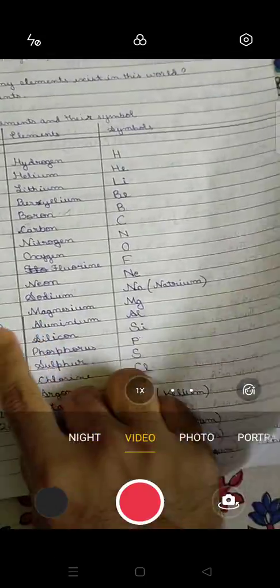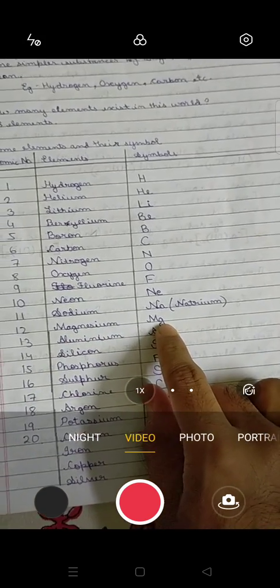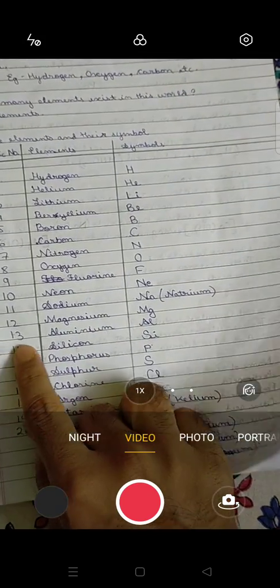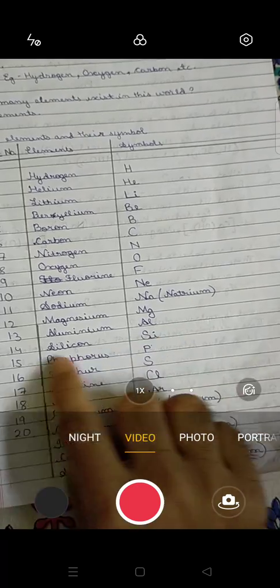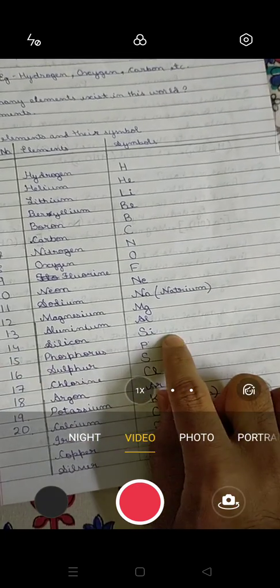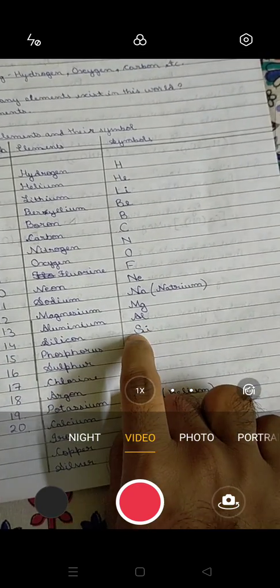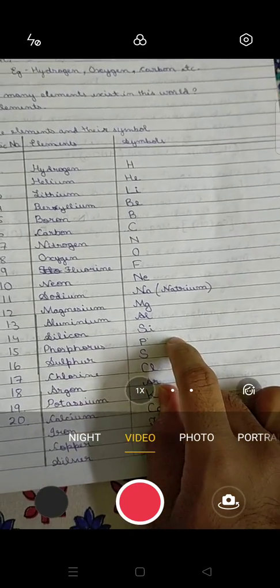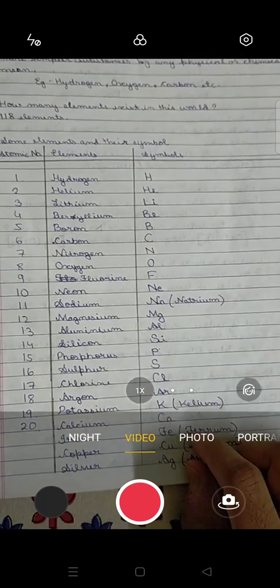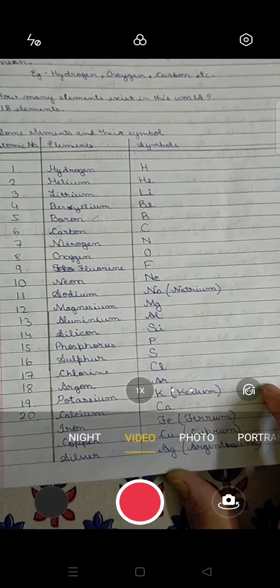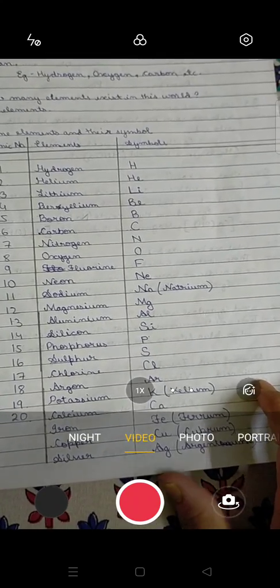Now next, number 12 magnesium, Mg. Number 13 aluminium, Al. Number 14 silicon, Si. Remember that the first letter is always capital, the second is a small letter. Don't take both as capital letters. If you take a capital letter, it will become wrong. Okay.